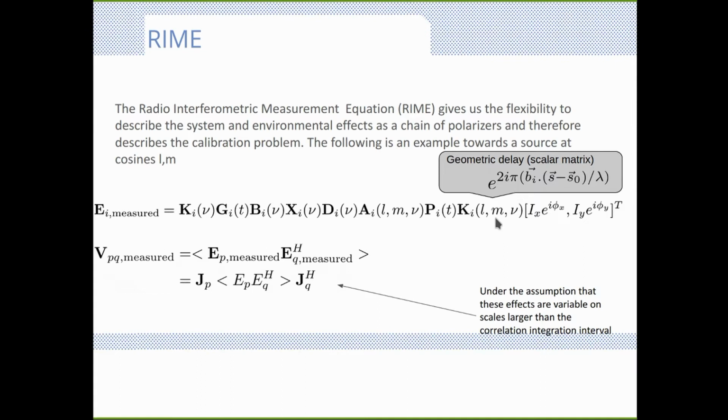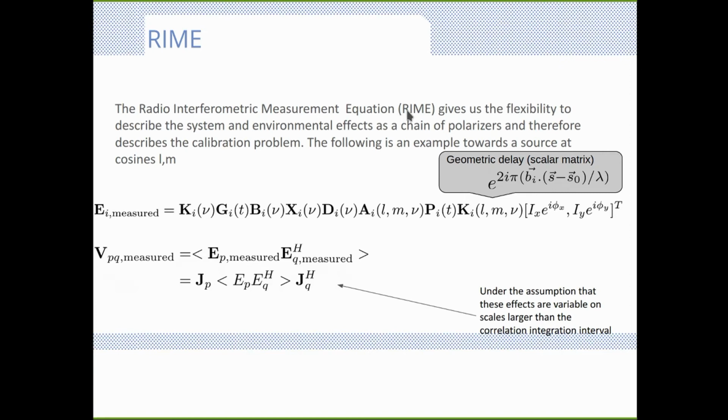And we get the perfect signal, right? So the signal before it's been subjected to all these various different effects, and that is just the specific intensity of the source multiplied by an angle, describing the wave as it propagates through three-space. All right, so that is a simple illustration of what we call the radio interferometric measurement equation, or RIME.